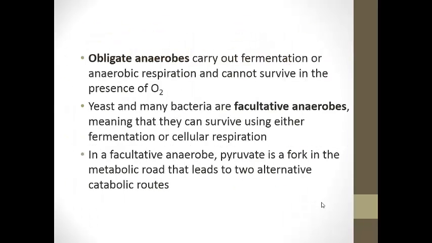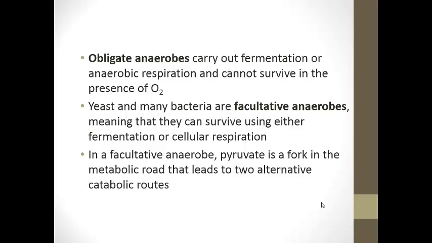There are different types of organisms. Obligate anaerobes are organisms that carry out fermentation or anaerobic respiration and cannot survive in the presence of oxygen. So aerobic respiration is not an option for these organisms. Yeast and many bacteria, and really our cells, can be considered facultative anaerobes, meaning that they could survive using either fermentation or aerobic cellular respiration.